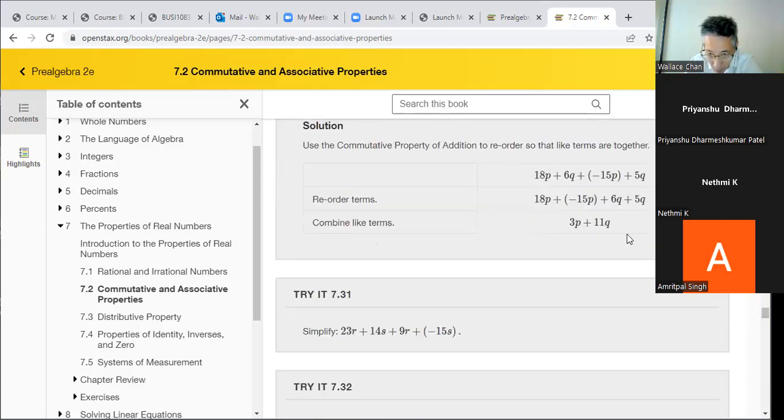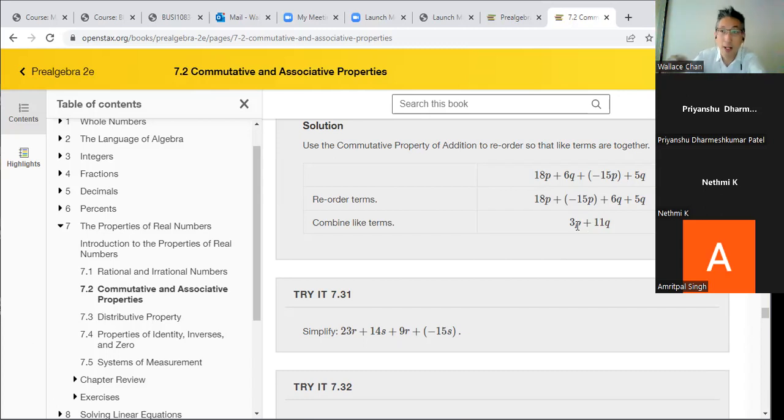Now, how do you determine whether you write P first or Q first? It doesn't matter. Yes and no. It doesn't change the value. 11Q plus 3P is exactly the same as 3P plus 11Q. However, just like when you go to a ballroom, if you want to dress yourself up appropriately, you go by the alphabetical order. In other words, P comes earlier than Q. That's why you write P first.